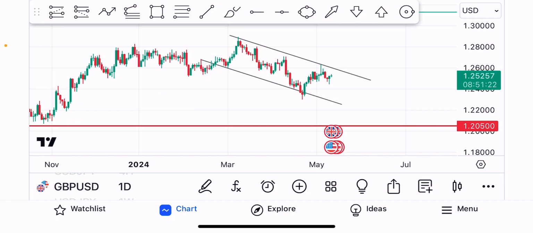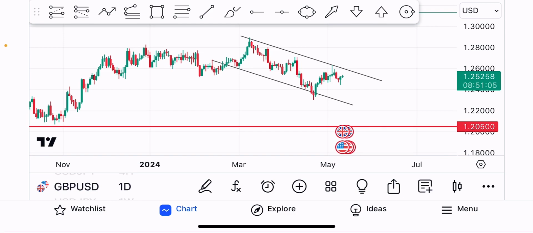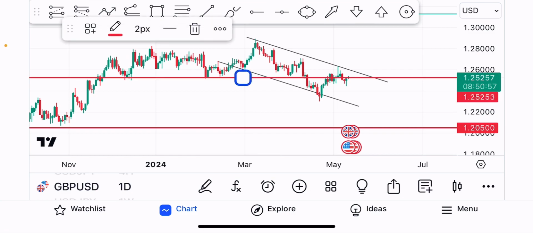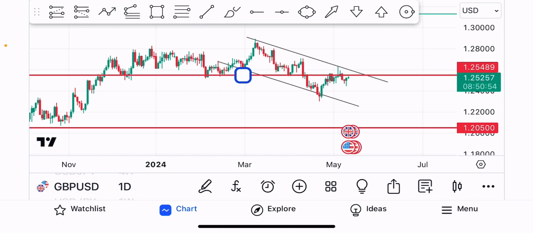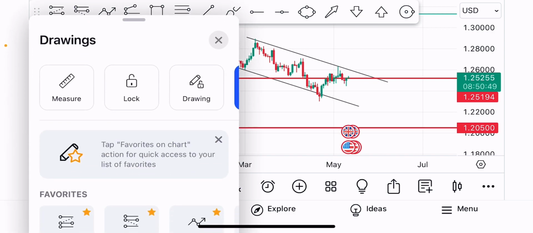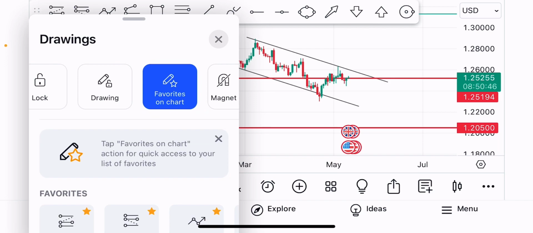And now we see that today is 10th May 2024, and price is currently trading at 1.25257. Price is currently trading at 1.25257, and that level in this daily time frame is a previous resistance which is currently serving as support. So where the price is currently trading right now is a previous resistance which is serving as support, and a previous support which has been broken to the downside and is now serving as resistance.